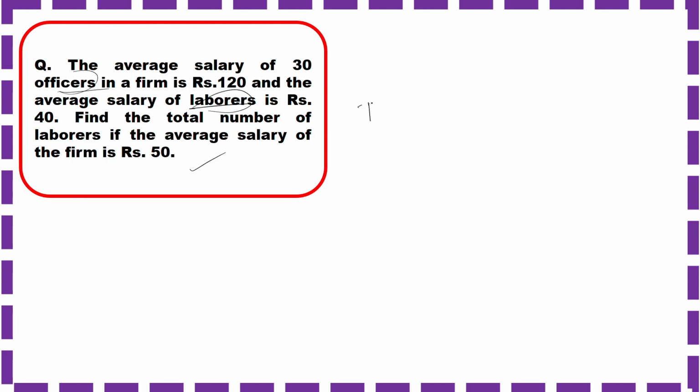So the total salary of officers plus the total salary of laborers will be equal to the total salary of the firm. What is the total salary of officers? 120 is the average salary of officers, into, so we are calculating total salary. So what is the number of officers? How many are there? 30 officers are there. So 120 into 30 plus how many total laborers are there?